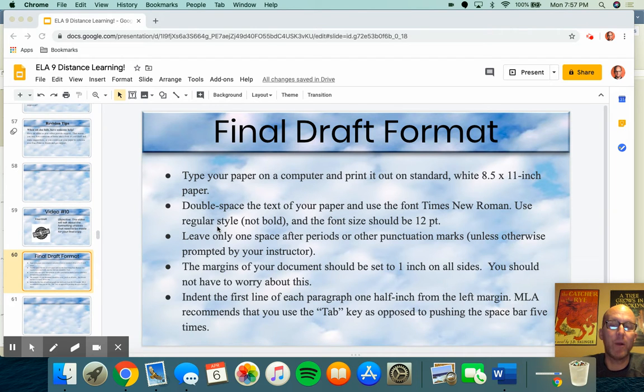No caps. Some people type in all caps. Some people put their stuff underlined. You do not need to do any of that stuff, and we'll talk about that when we look at our sample in a second. You want to only put one space after your periods.